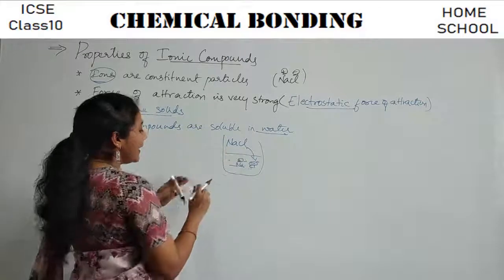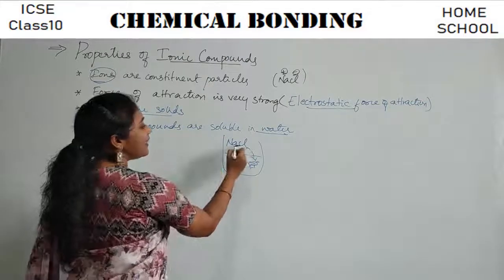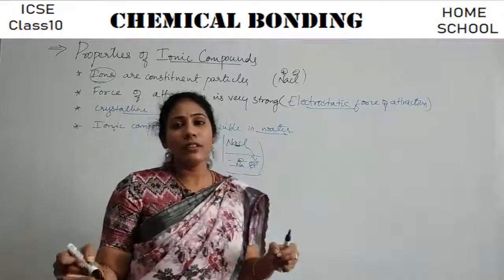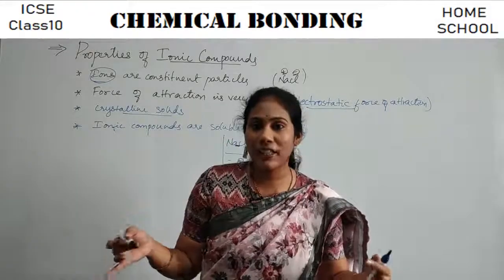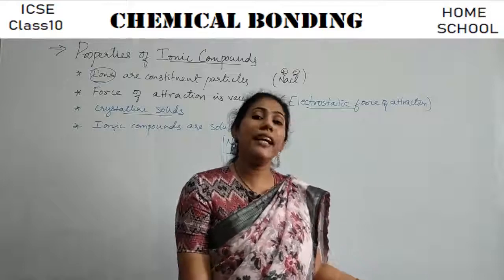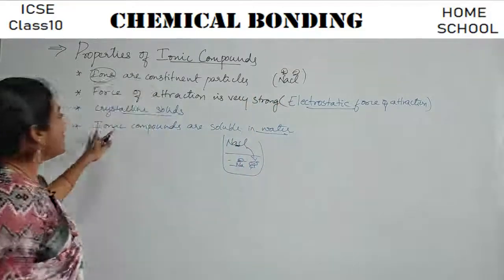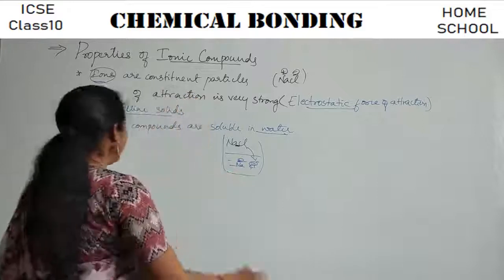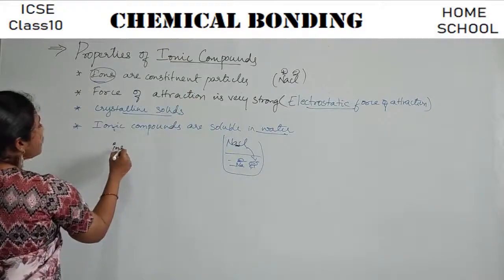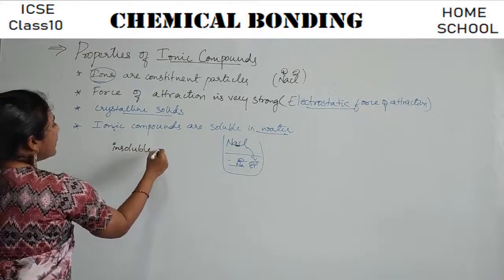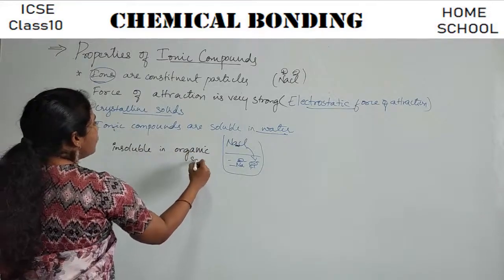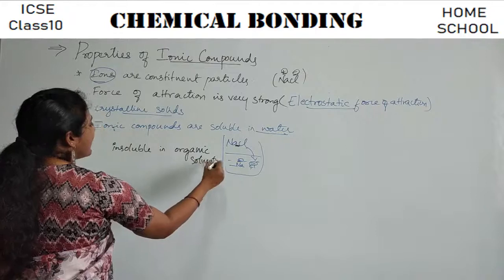So whatever attractive force is there between Na and Cl can be broken to some extent with the help of water. It has that ability. So that's the reason ionic compounds are soluble in water. They are insoluble in organic solvents. What do you mean by organic solvents?